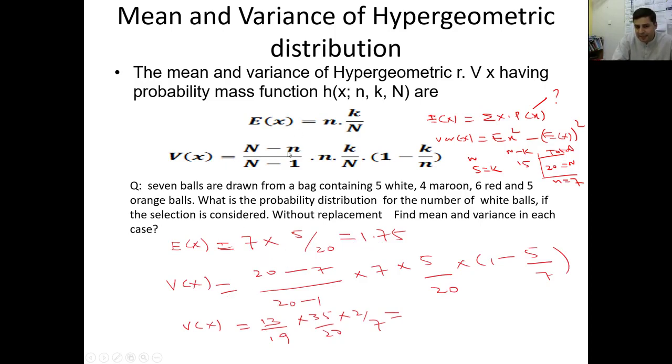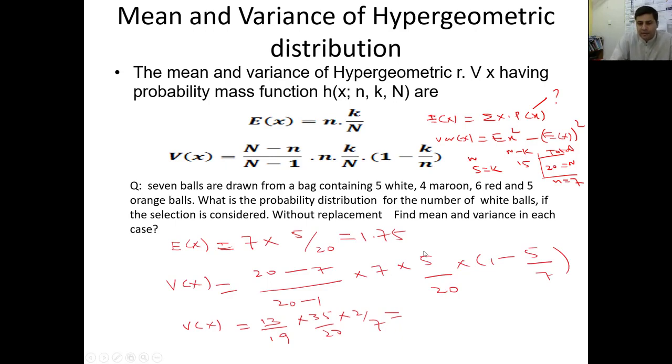The variance formula has the factor N minus n over N minus 1. We know capital N is 20, so 20 minus 7 over 20 minus 1, into n, which is 7, into k over N, which is 5 by 20, into 1 minus 5 by 20. The variance of x is 13 by 19 into 35 by 20 into 15 by 20. In this way you can easily calculate the mean, variance and standard deviation of this hypergeometric distribution.